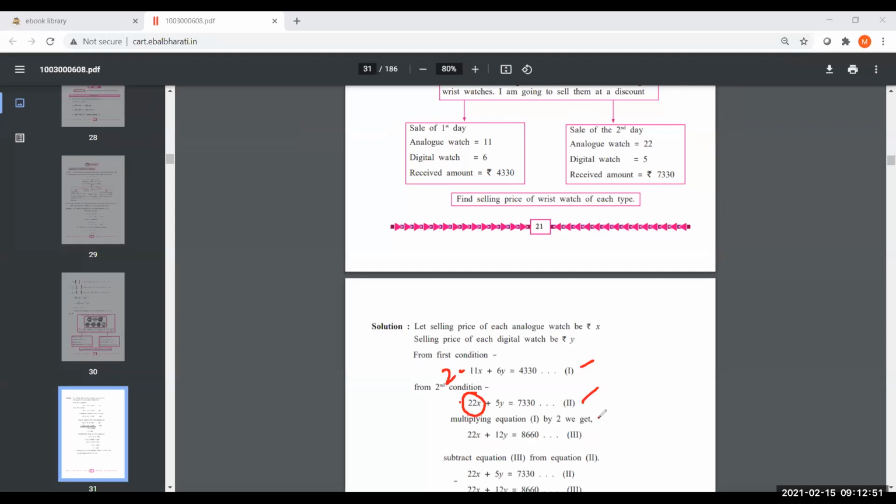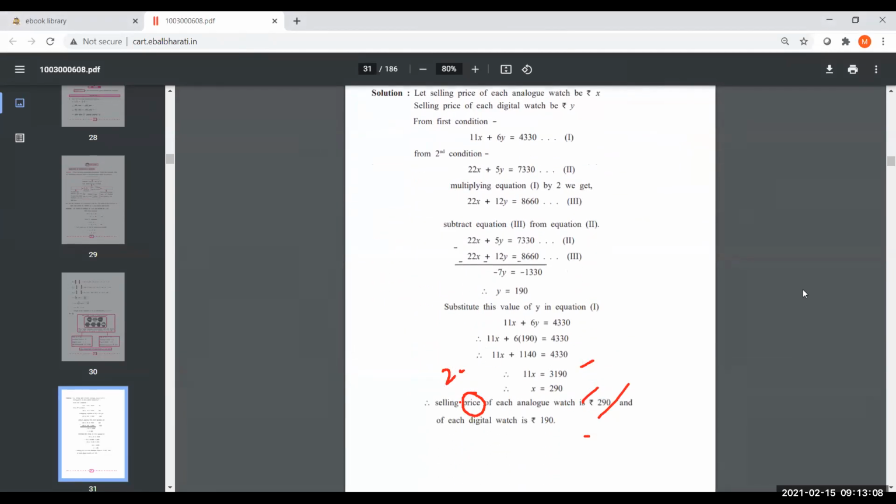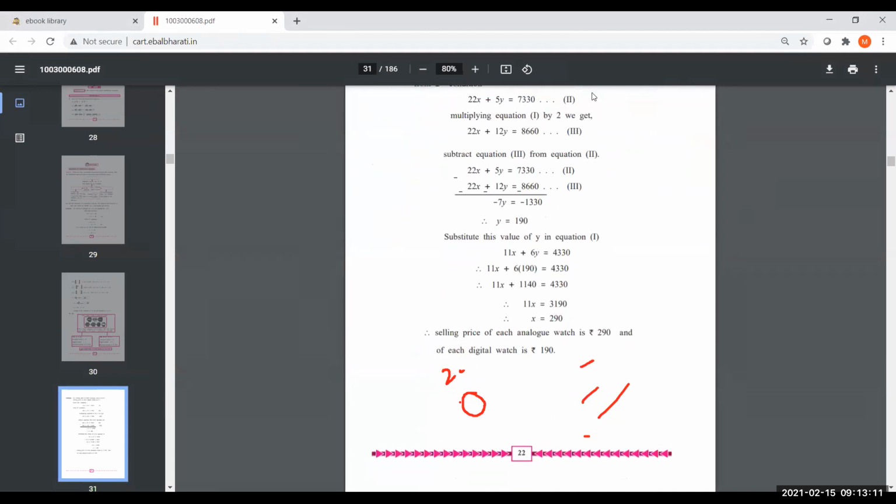So we have multiplied equation 1 by 2, and so we have got the next equation. Now, if you look at the second and third equations, the 22x is the same. So simply subtract these two so that we'll get the value of y. Look here, we subtracted equation 3 from equation 2. After subtracting, the 22x minus 22x gets cancelled. Now 5 minus 12 gives minus 7y, and this minus this is equal to minus 1,330 rupees. Now again divide by 7, so we got y equal to 190. So up to this point, we have got the value of y.